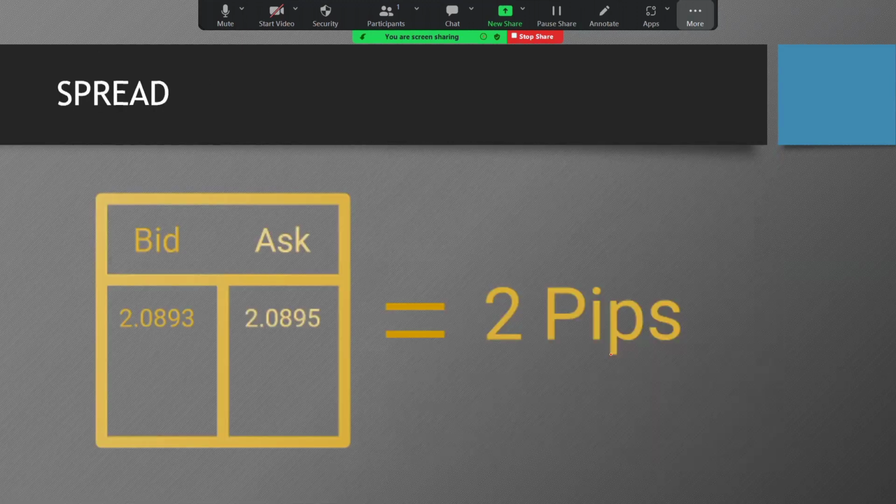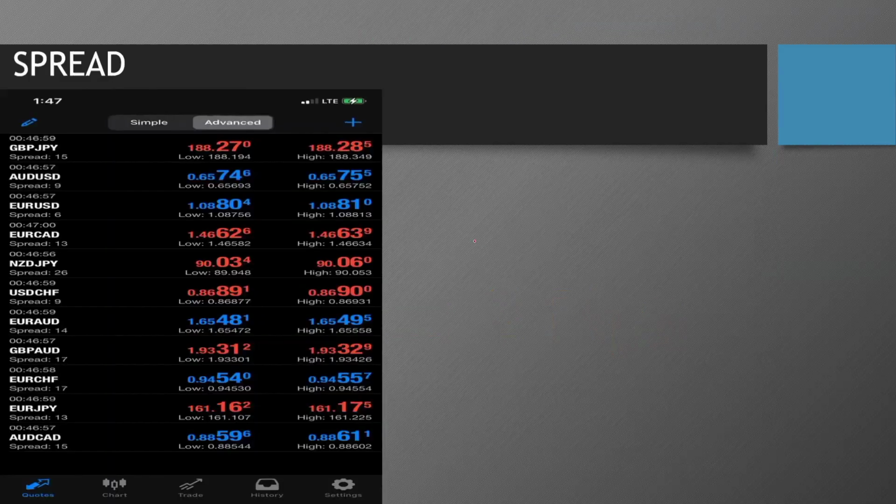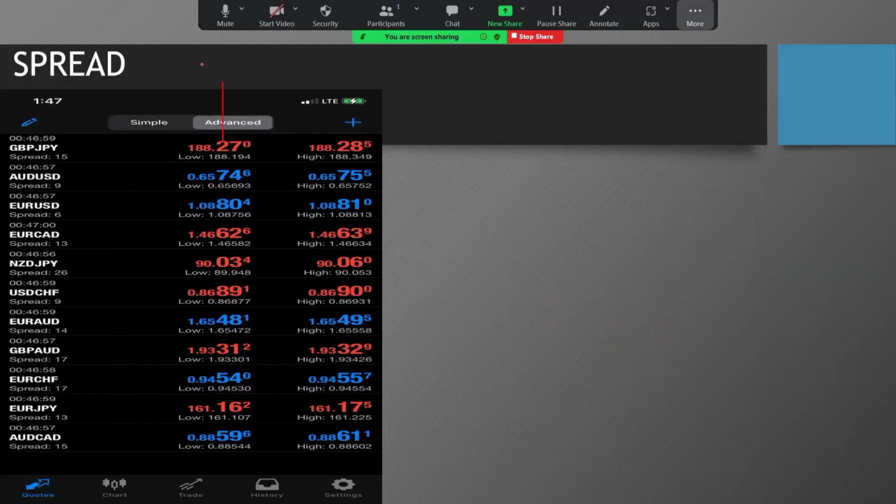So let's talk about spread. Spread is basically the difference between the bid and the ask price. This is the bid price, and this is the ask price. I'll tell you why we have these two prices. Now, this is what your broker is offering you.